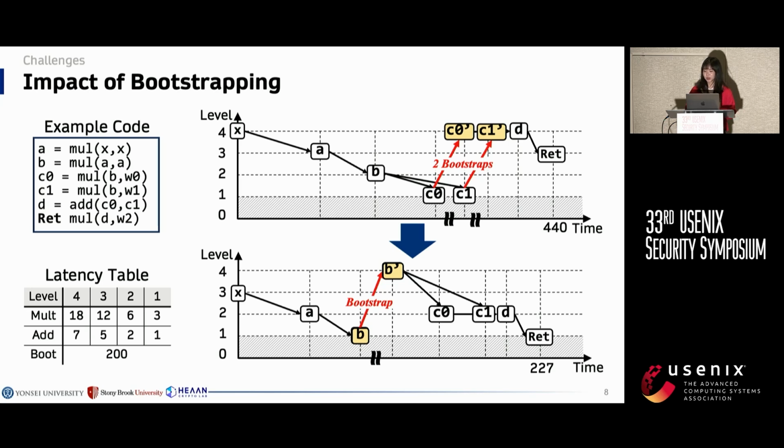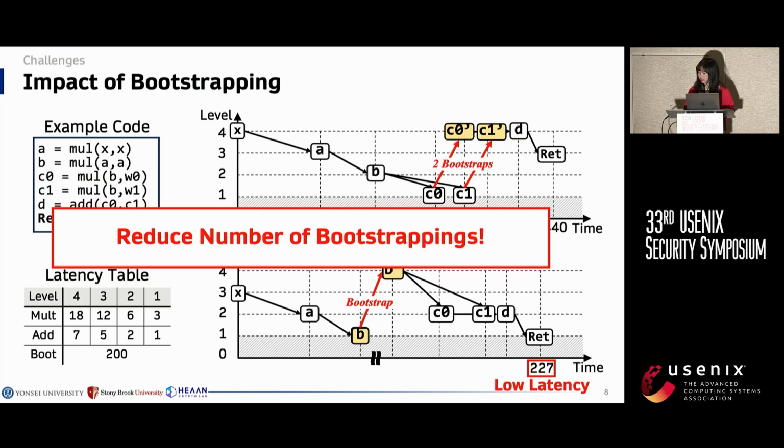Instead, if bootstrapping is inserted on B, the number of bootstrappings becomes 1. This plan has lower latency than the first one due to the reduced number of bootstrappings. Because of the large overhead of bootstrapping, the impact of this modification is very large. Thus, to optimize the latency, it is important to reduce the number of bootstrappings.